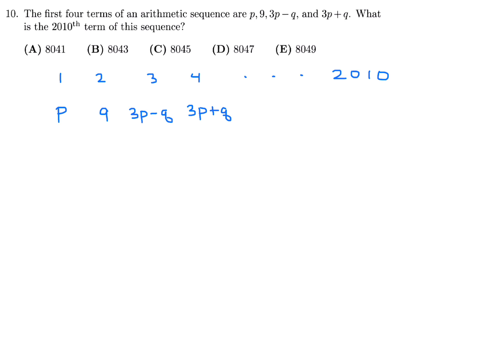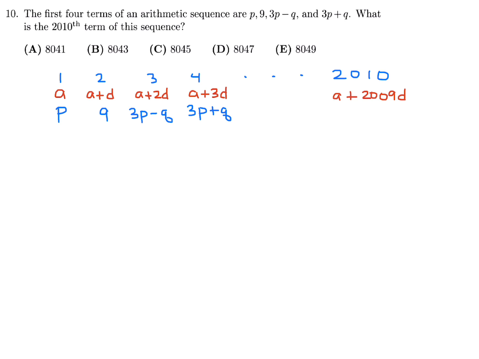But they have given us a very important clue, of course, that this is an arithmetic sequence. Arithmetic sequences are of the form a plus d, a plus 2d, a plus 3d, and so on. And the 2010th term would be a plus 2009d. Correct? This is basically going to be all algebra here.